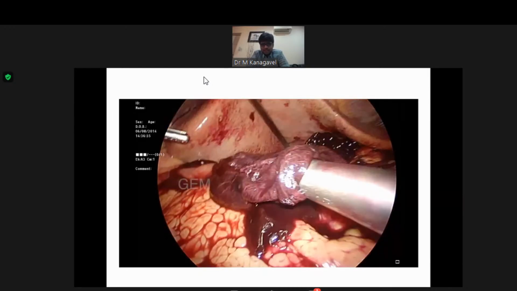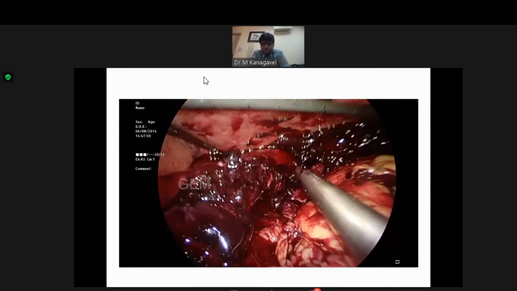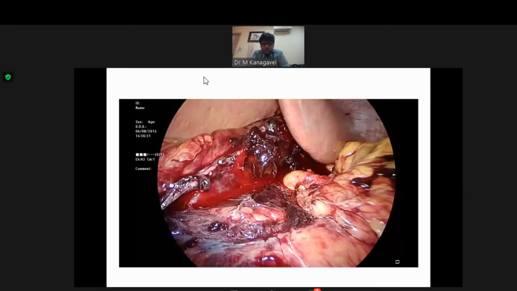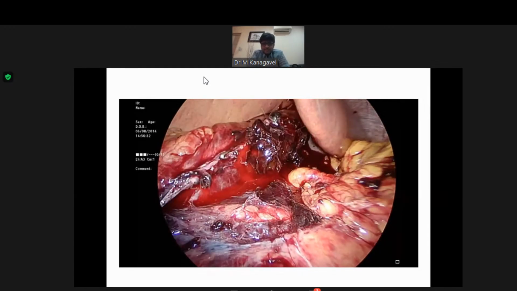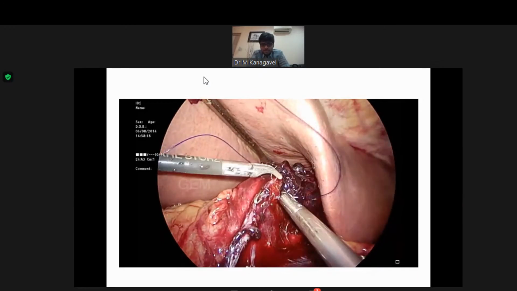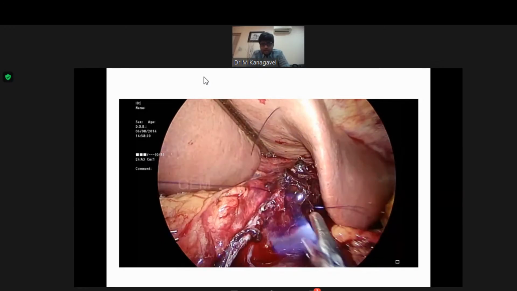So you see a lot of clots. The clots are all being sucked out and removed. Exposure is very important to understand where the bleeding is coming from. Just as a tip, many times when the clots are big, try to use a 10 mm suction forceps. They are very good in sucking out the clots. Of course, many times the 5 mm are good enough.